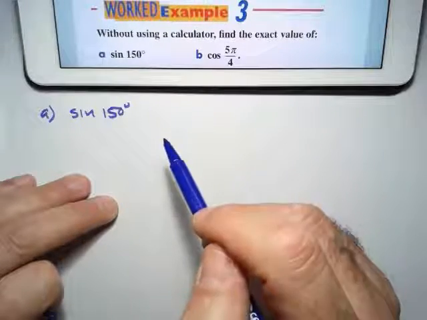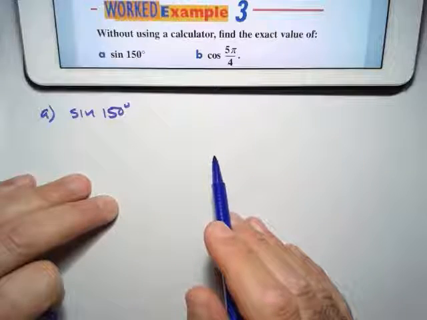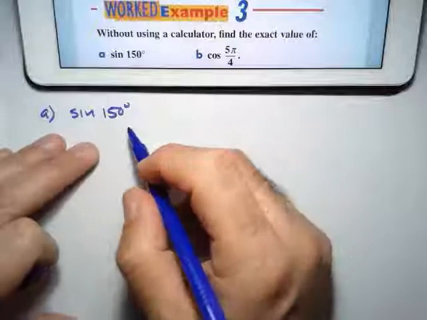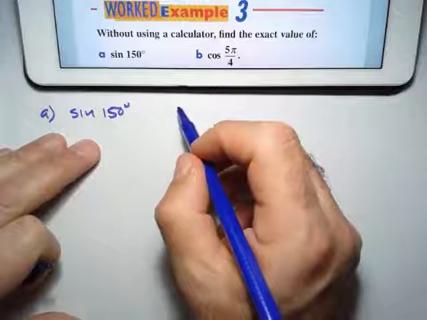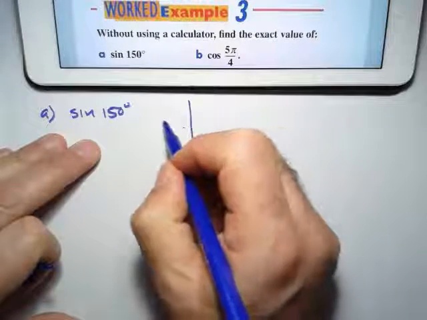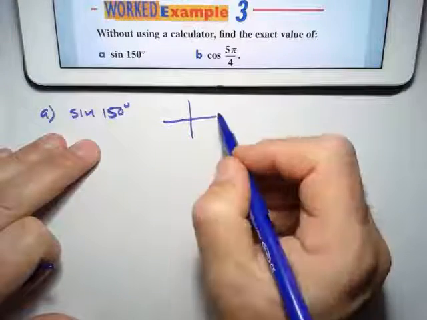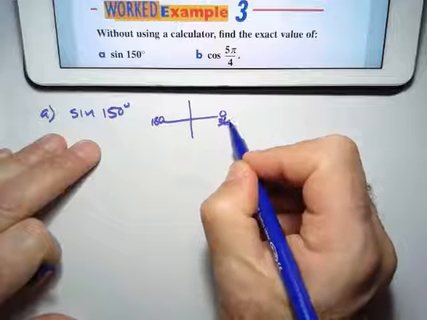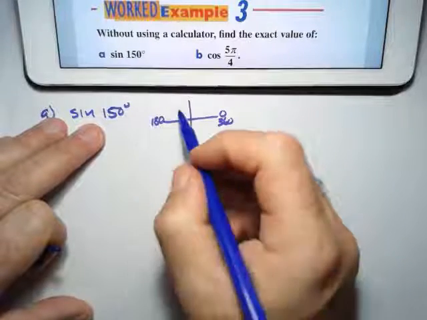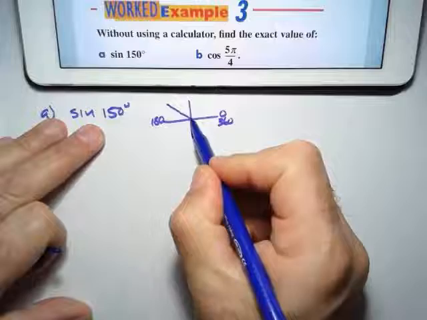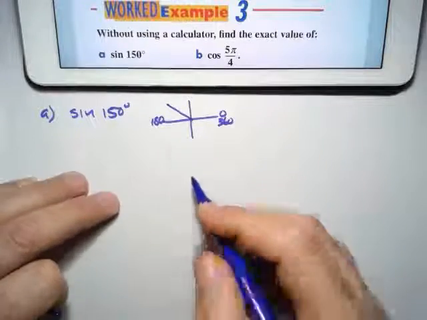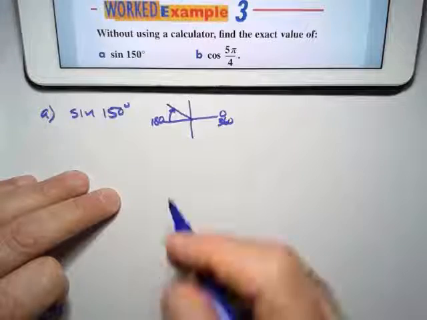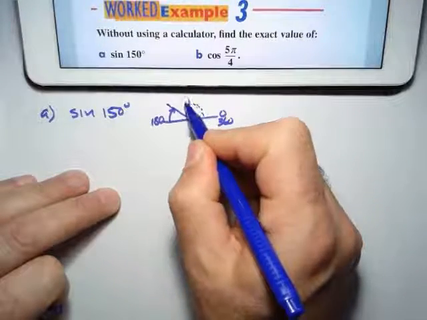Whenever you use a special triangle, you have to draw the special triangle to show that you have not used the calculator. The first thing that we're going to do is I'm quickly going to draw my CAST diagram. Always a CAST diagram. 0, 180, 360. The sine of 150 is in my second quadrant because it's less than 180, which means the acute angle, my reference angle, will be that one. So this will be 150.